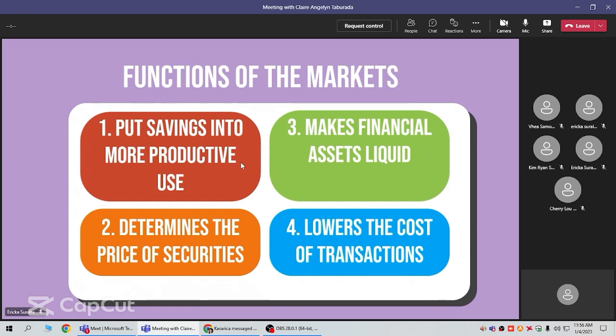So number four is lowers the cost of transaction. In financial market, various types of information regarding securities can be acquired without the need to spend.